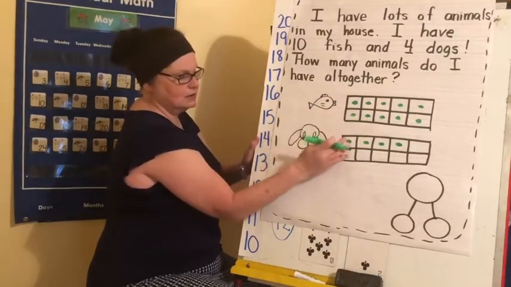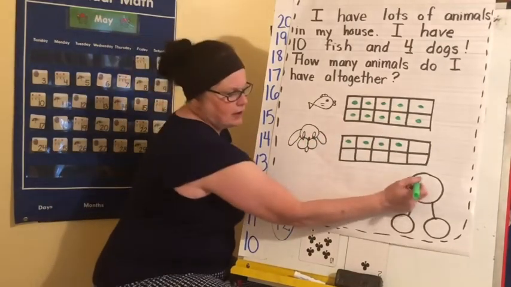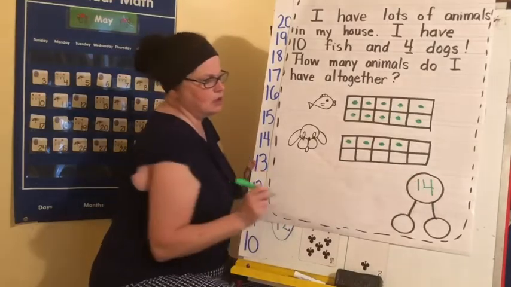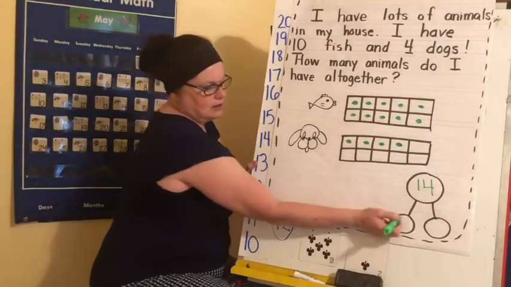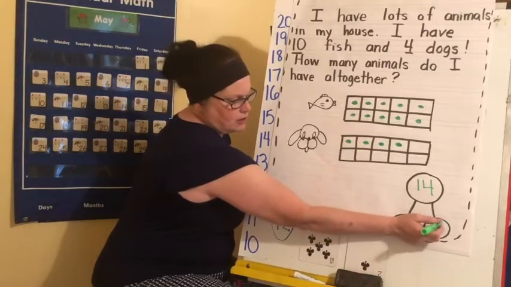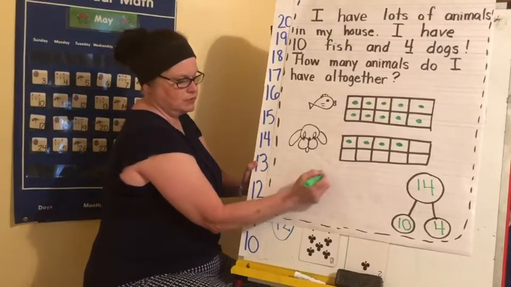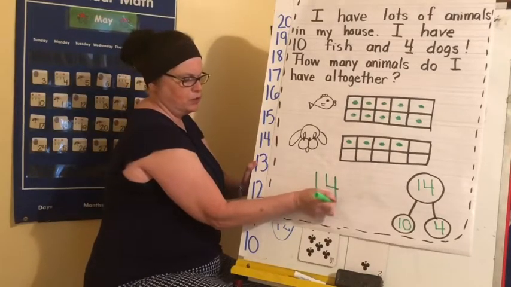10, 11, 12, 13, 14. I have 14 animals all together. My 10 fish and my 4 dogs. 14. One group of 10, one group of 4.